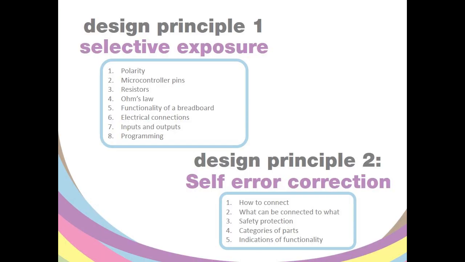So with those two design principles, selective exposure and self-error correction, I wanted to give you some ideas about two things you can think about in your next project for education for kids. First, how are you going to pick and choose the aspects of design and computation and electronics that you're going to expose to your users first? Because if you expose all the complexity, it's going to scare kids away, and that really happens. And the second is how you're going to design your board, your material, to communicate to the user automatically what can be done, what connects to what, and make the user understand how the material can be used without instructions.